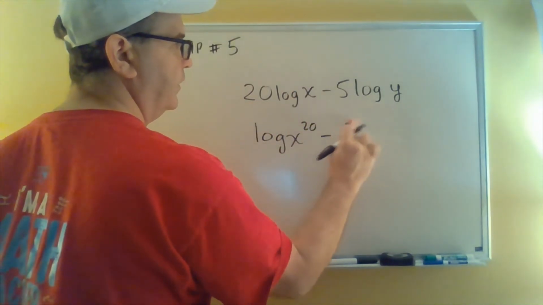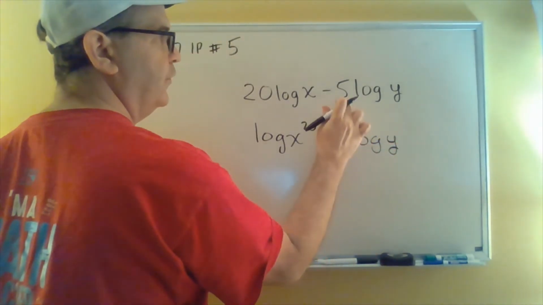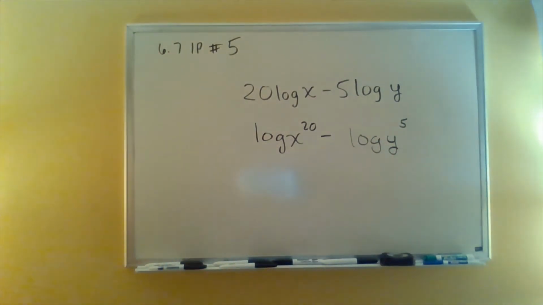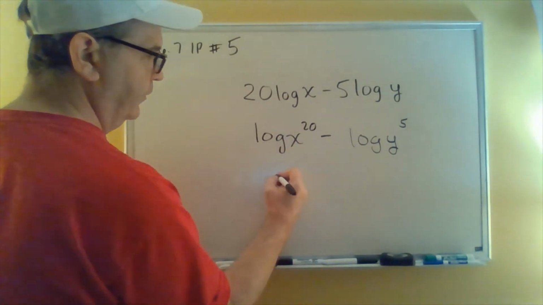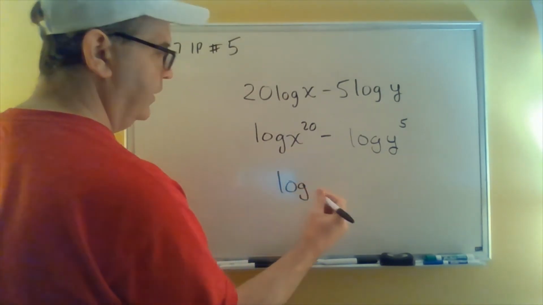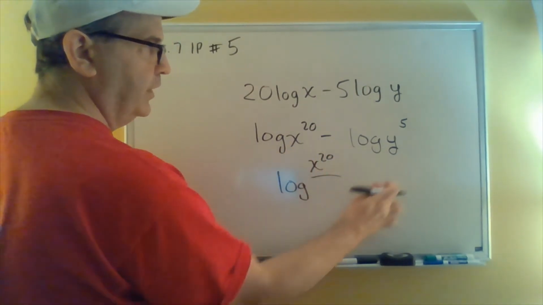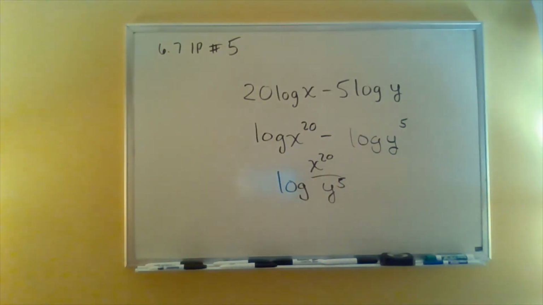Now subtract log of y, and I'm going to move that 5 from the coefficient spot to the exponent spot using my power property. Now, because I have a subtraction problem here, I can use the quotient property. So I'm going to have the log, and this term here is going to become my numerator, x to the 20th, and this term over here will become my denominator. So what I'm going to end up with after condensing it into a single logarithm, I get the log of x to the 20th power over y to the 5th power.